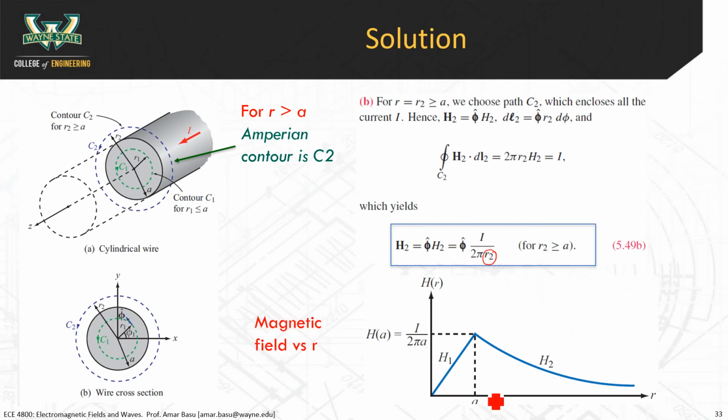If you were to plot the magnetic field as a function of r, the magnetic field is 0 in the middle because there's no current going through the contour. It increases linearly until we get to the edge of the wire. And once you get to the edge of the wire, as you start going further away, the magnetic field decays as 1 over r.